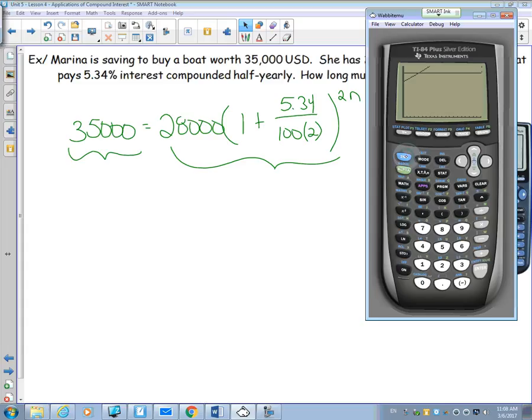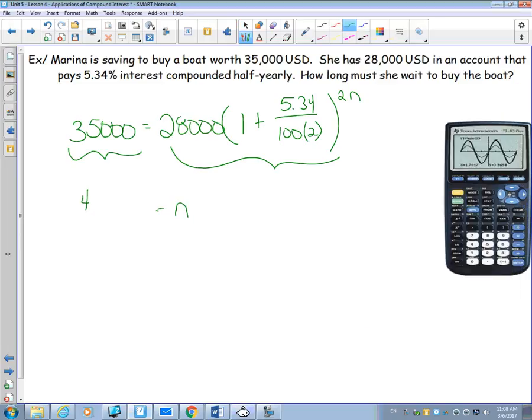We'll go to our second calc menu. That's under trace. Second trace. We want to do number 5, intersect. We press enter, enter, enter. And we find that we can accumulate that much money in 4.23. Number n is in years. So 4.23 years. And this is all you need to show me, the equation that you're solving and the answer the graphing calculator gave you. Okay, it's something we've done before, we just haven't done it since we did exponential functions.